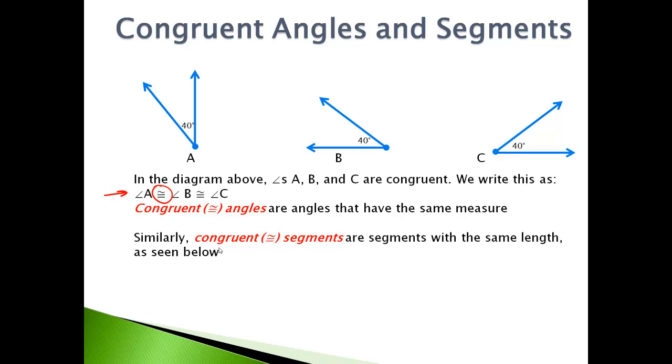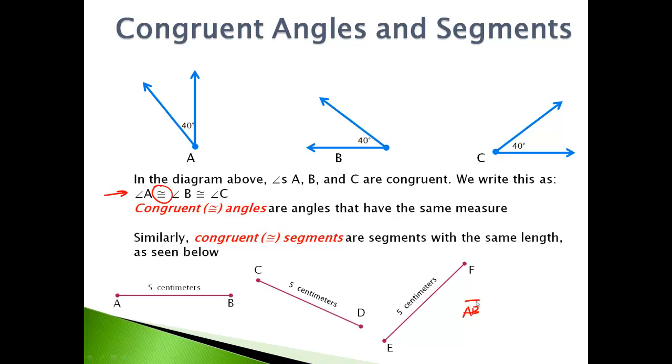Okay. Now, like angles, congruent segments are segments with the same length. So let's say I have these 3 segments. All of them are 5 centimeters long. So how would we write that? Take a minute, pause me, see if you can figure it out. Okay, what you should have is segment AB, don't forget about the line above, is congruent to segment CD, is congruent to segment EF. Okay, so that's how you would express that.